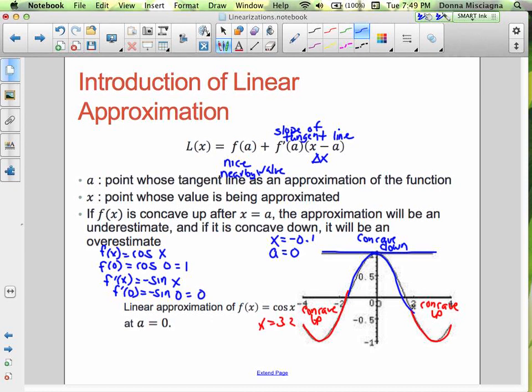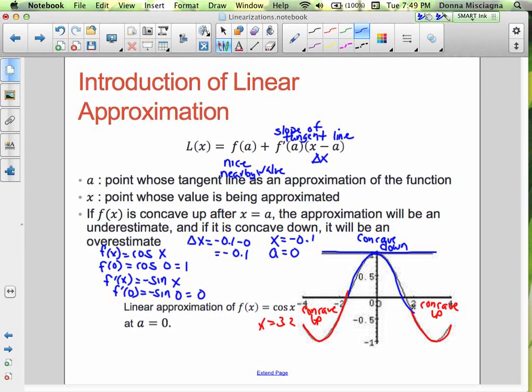And our change in x is going to be negative 0.1 minus 0. Right? We would expect it to be, well, we'd have to take off a little, because we're evaluating for a smaller value. All right, so now let's use our linear approximation method.